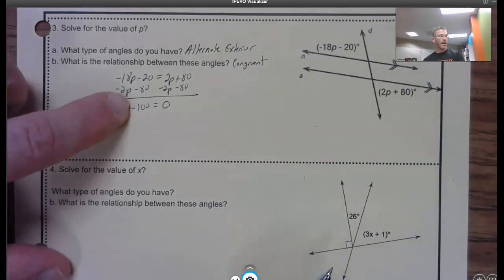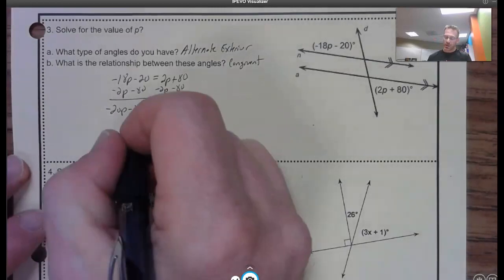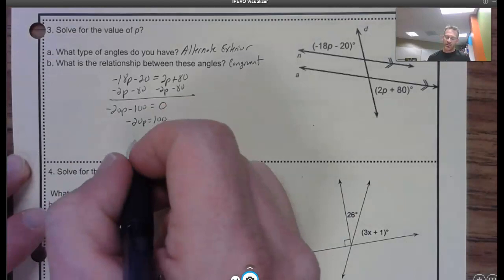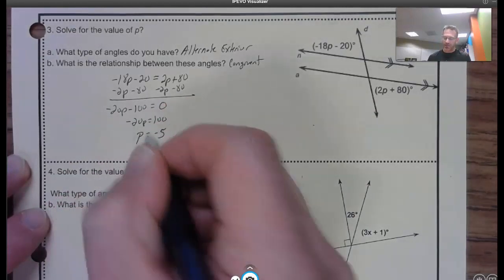All right, so now negative 100 plus 100 is 0. So negative 20p is 100. All right, and if we divide by negative 20, we get negative 5 for an answer.